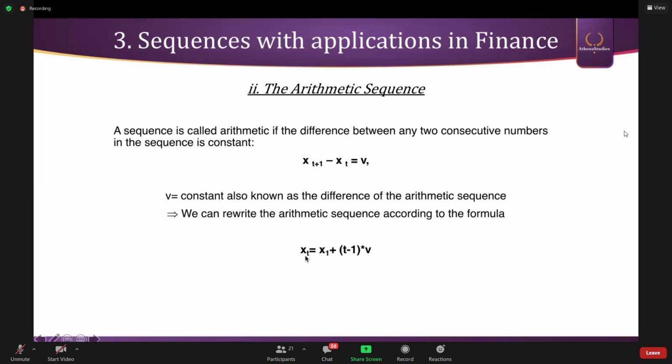x_t, so the value of the sequence that I'm looking for, the term of the sequence that I'm looking for right now, will be written in terms of the first value of the sequence, x1, plus t minus 1, so the indice t minus 1, multiplied by the constant v. And this is going to be a formula for all of the arithmetic sequences that we're going to work with from now on.